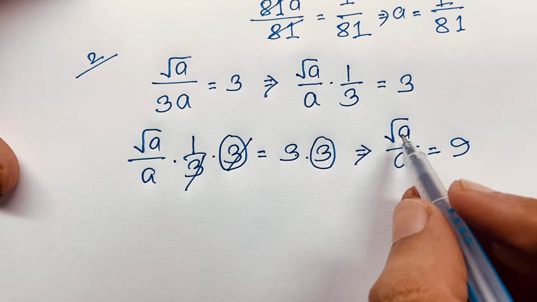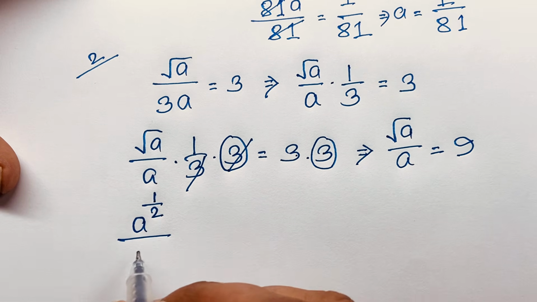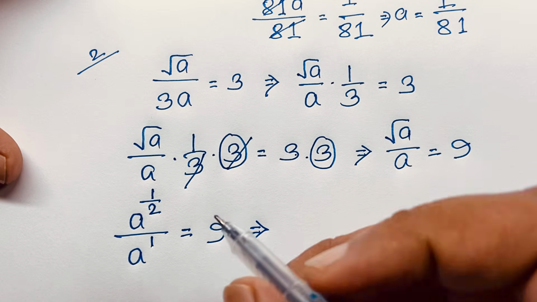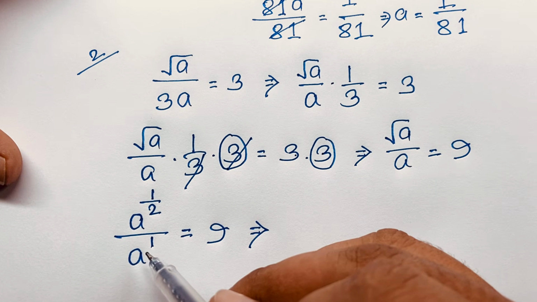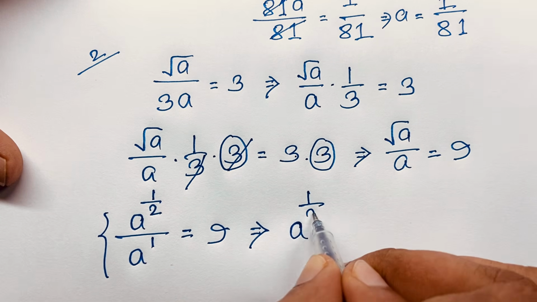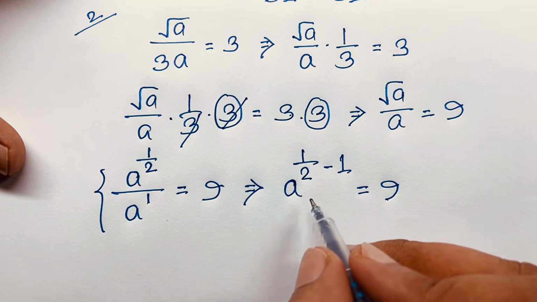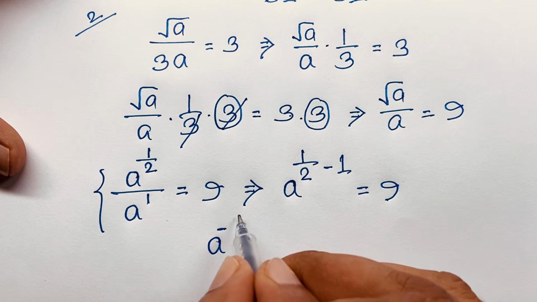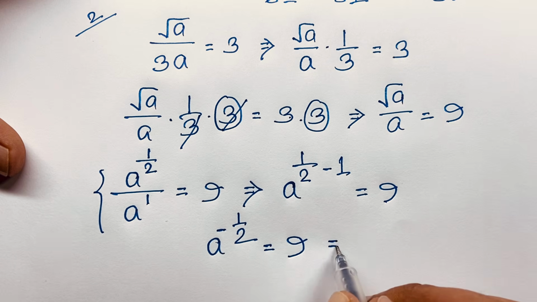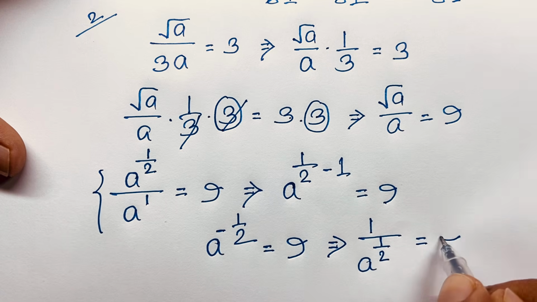Then we know that square root a is a to the power 1 over 2, which is half. Then here is a to the power 1 and this is 9. Now if I apply this math formula, a to the power n over a to the power m is a to the power n minus m, this expression will be a to the power 1 over 2 minus 1 is equal to 9. Then this is a to the power minus half. This half minus 1 will be negative half, is equal to 9. Then this is 1 over a to the power half is equal to 9.